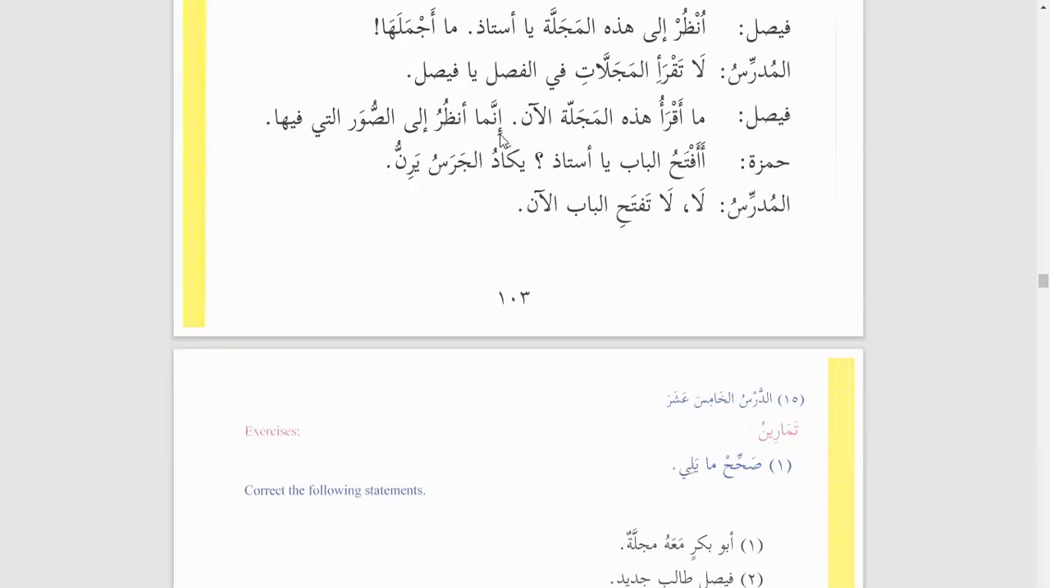This ma stops the impact of inna. We know that the noun after inna has to be mansub. The khabar, the mubtada will be mansub. However, when we say innama, then nothing will happen to the noun that follows it. So innama anzuru ila suwari allati fiha. I am only looking at the pictures that are inside it. Hamza, aftahul baba ya ustadu. Okay, why is it not aftahul baba ya ustadu?